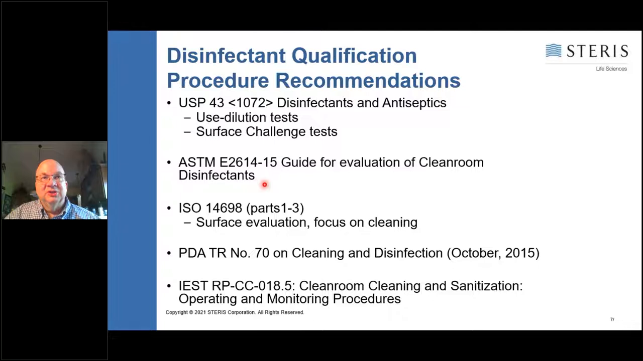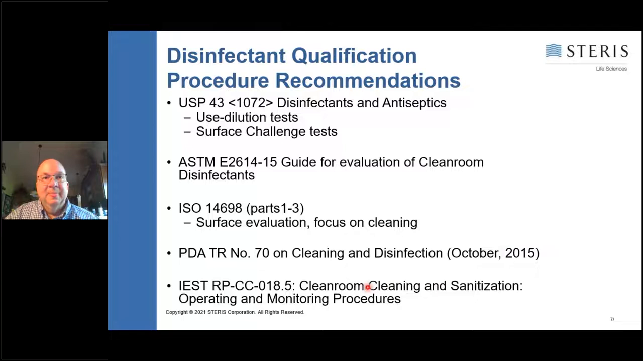There's also an ASTM document, the Guide for Evaluation of Clean Room Disinfectants. My colleague Dan Klein is part of that group. There's an ISO document. I'm involved with the ISO committees at IEST, and that ISO document is ISO 14698, parts 1 through 3. Right now, it's not that well written and doesn't provide a whole lot of guidance, but it does talk about doing a surface evaluation of the clean rooms and deciding what to include in your coupon testing.